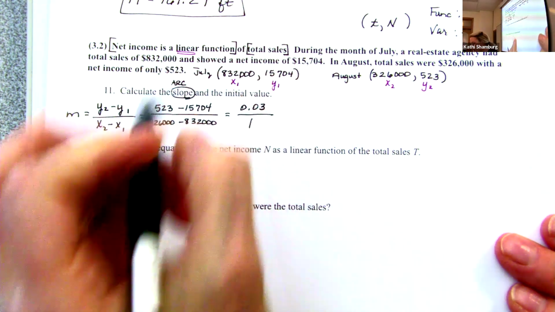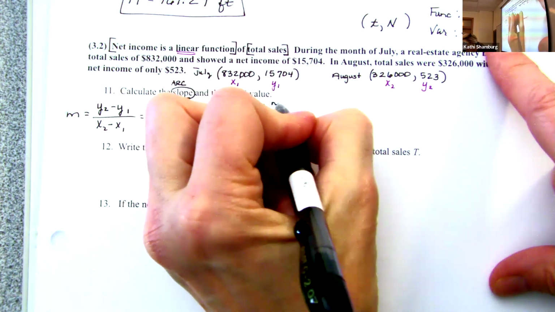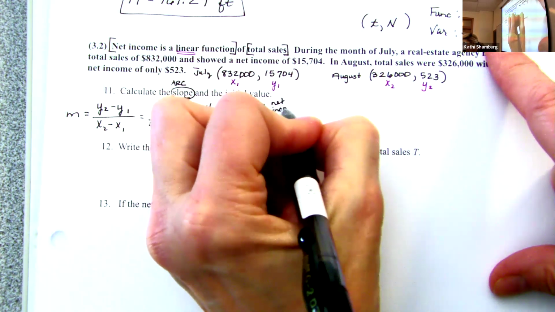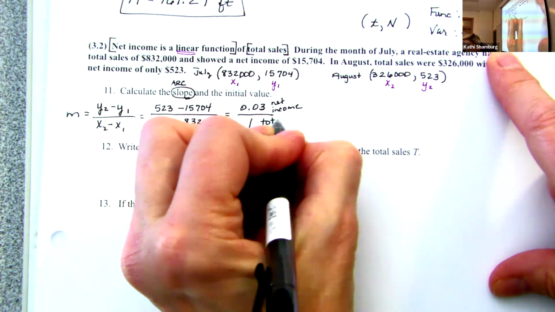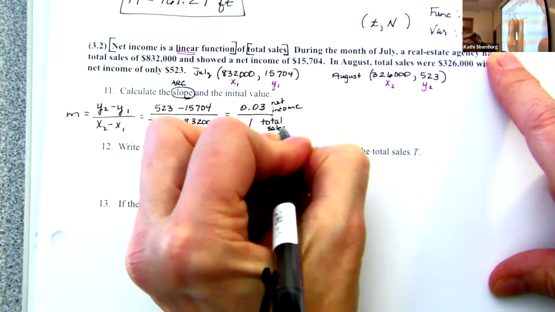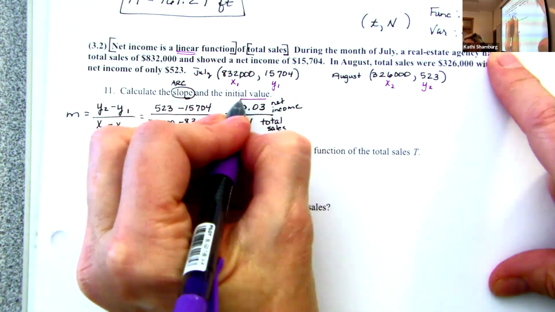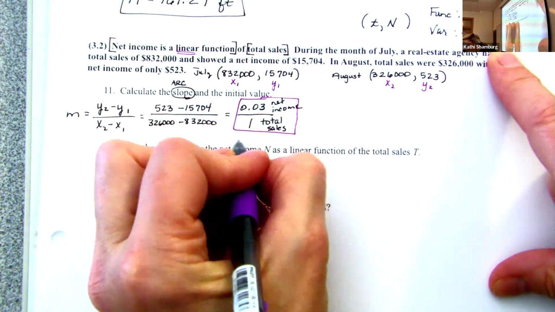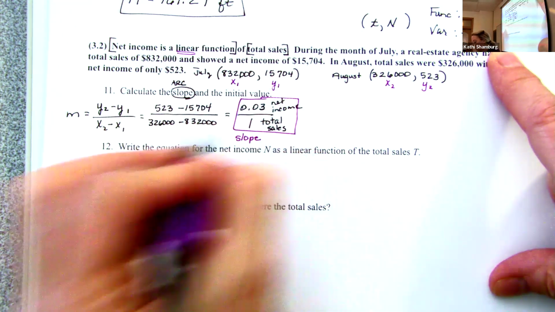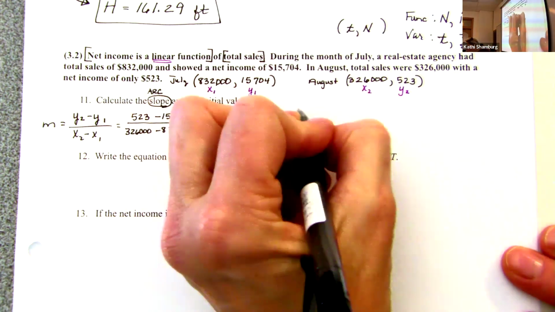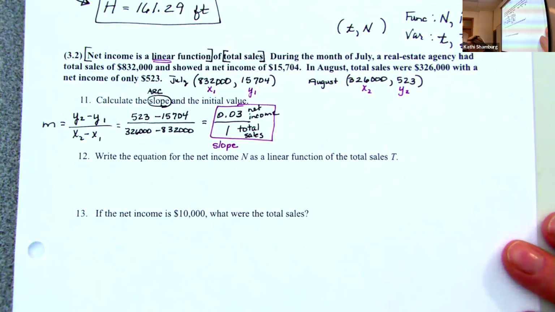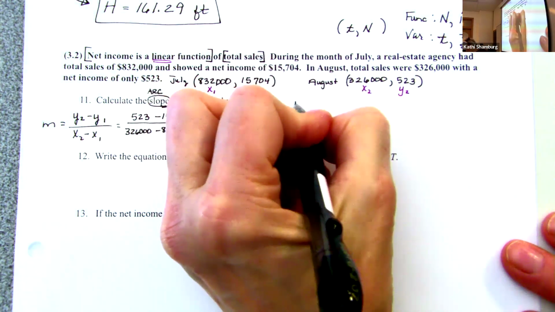Okay, so my numerator is my function, so this is net income. My denominator is the variable, which is total sales. And this right here is your slope. And it's positive, so we know it's increasing. Okay, what else did it ask us to find? Initial value. Okay, this is where you need to recall. So let me write this.